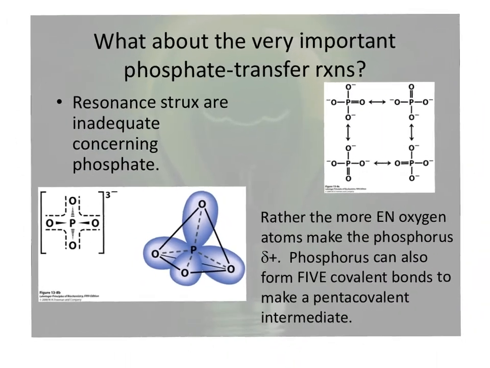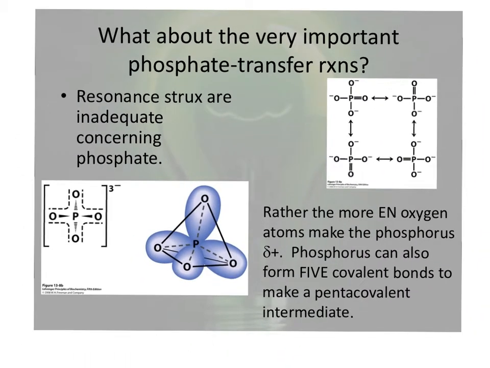Okay. There we go. So phosphates are amazing because they have so much resonance. The phosphate is very delta plus, so it's easy for it to get attacked, and it's also really good for it to leave as well. And it's called a pentavalent, which literally means five. That intermediate shares five bonds.